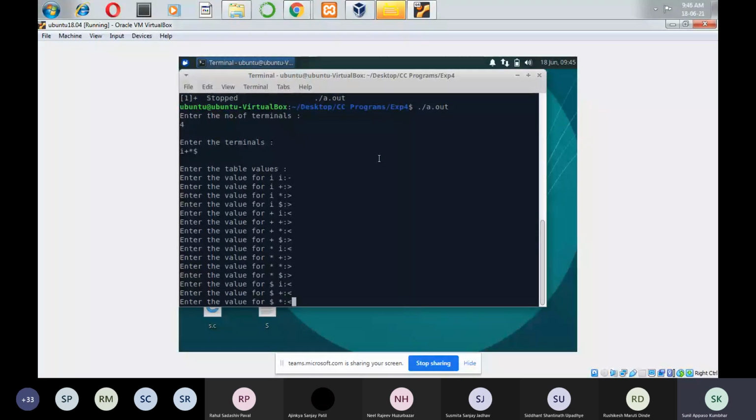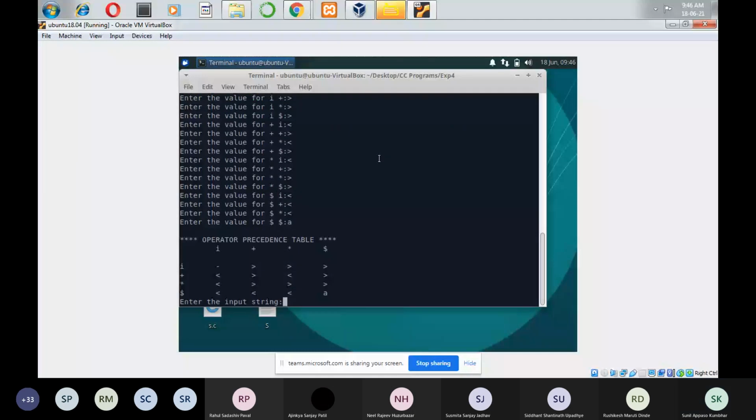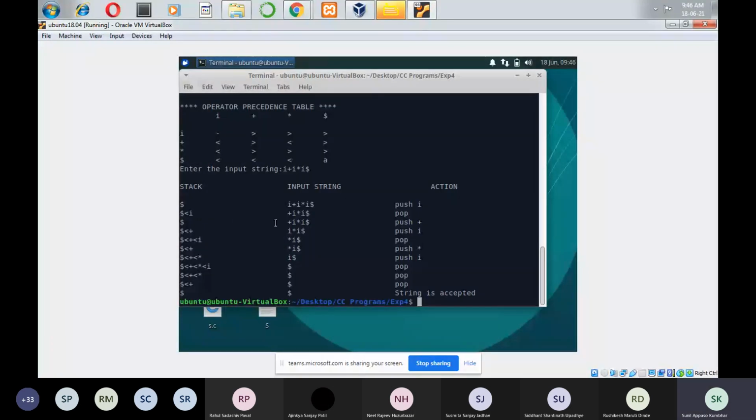Okay, and here I can just write that the string is going to accept. So here I have displayed the operator precedence table, and next I am going to input the string ID plus ID star ID. Okay, and yes, the string is going to end with dollar, and the output is somewhat what we discussed in the example. So these moves you need to display.